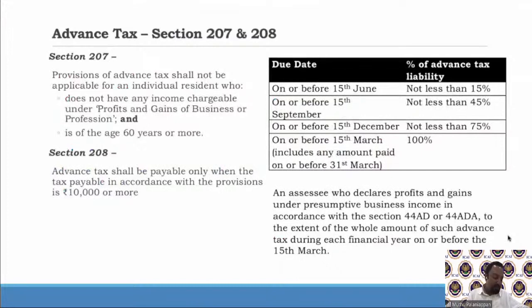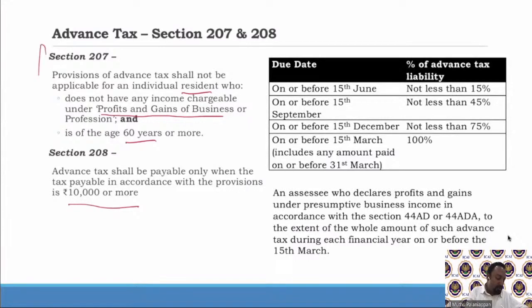Okay, so the next is advance tax. Advance tax is typically next to TDS, where taxes are paid before year end itself. It is not applicable for a senior citizen who does not have business or profession income. So advance tax provisions are not applicable for a resident more than 60 years old who does not have income from profits and gains of business or profession. And it shall be payable only when the tax is 10,000 or more. Advance tax is generally applicable if in a year your total tax is more than 10,000.